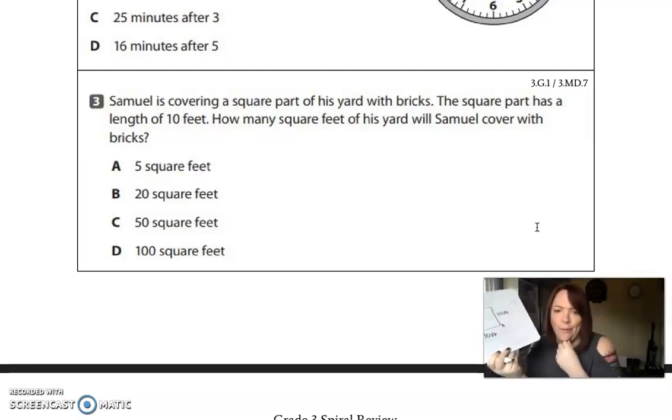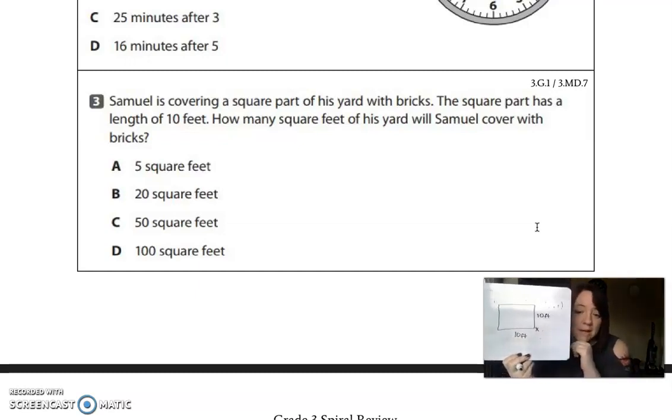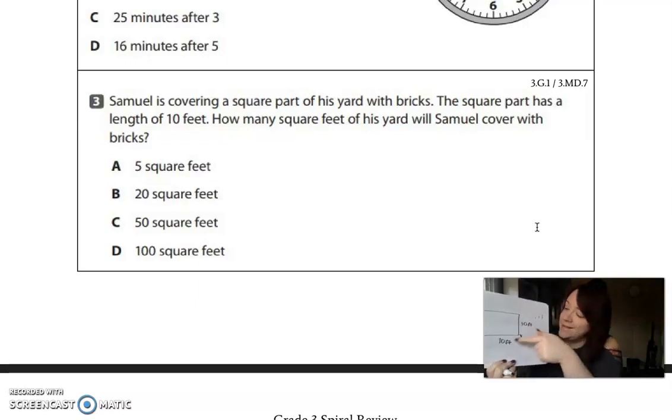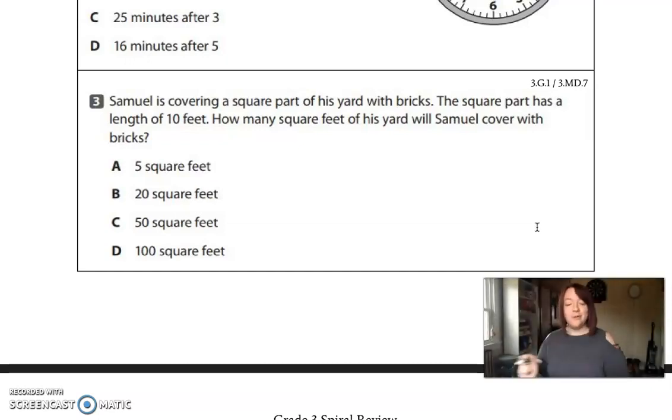10 times 10 is so easy. Trust me. It might be double digits, but you can do it. So we know that we're going to take 1 times 1, and it's 1, and then you're going to take the zeros. So it's 0, 0. So it's 100. So A says 5. No. B says 20. I mean, if you were adding these, but are we adding those? No. 50? No. Or 100. And if you said 100, you are correct. So that is letter D. Nice job. 100 square feet. Nice job, guys.